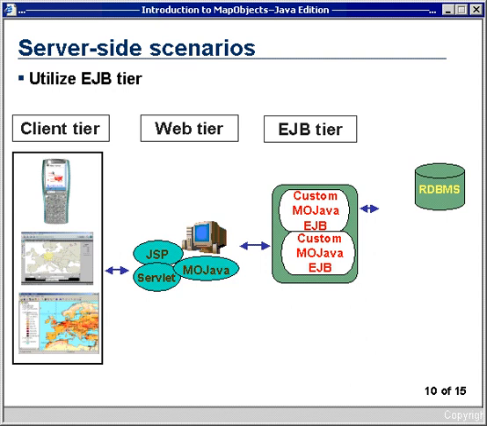You can also build MapObjects components into EJBs to use within an application server. These MapObjects EJBs will then handle your GIS functionality. Note that one or more different EJBs can be created to each handle specific functionality. As the diagram shows, the EJBs are also normally used to communicate with other relational database systems.